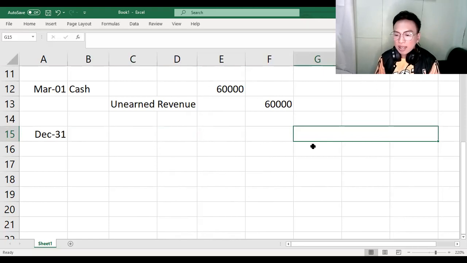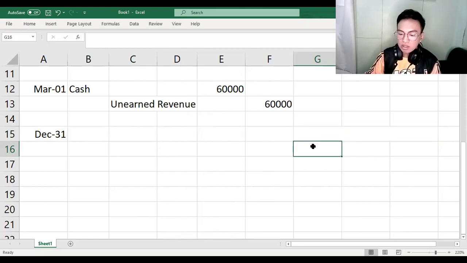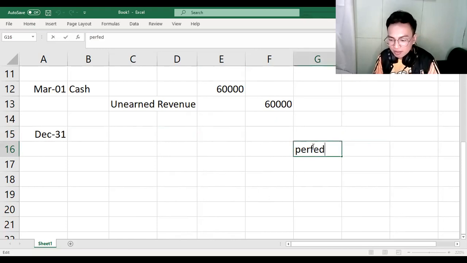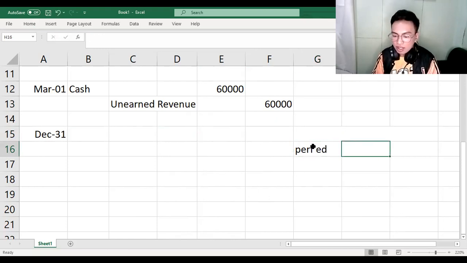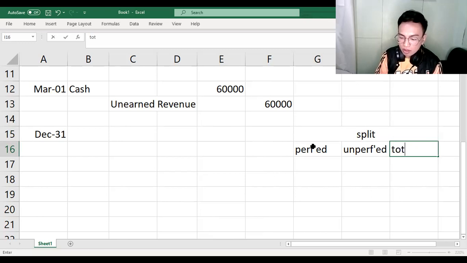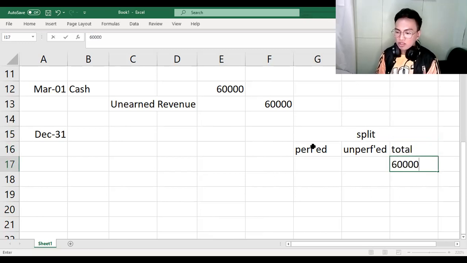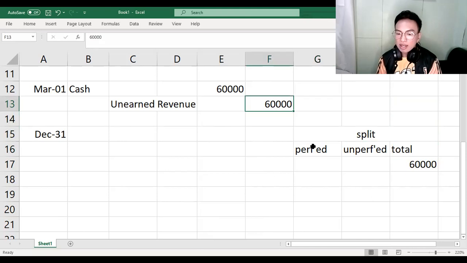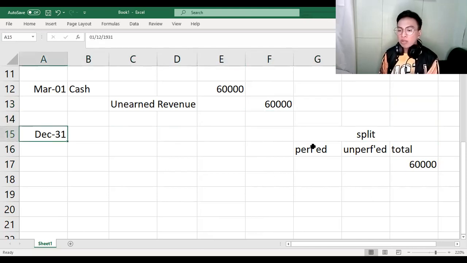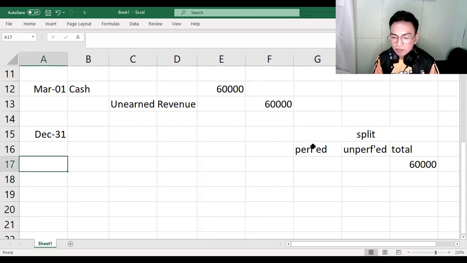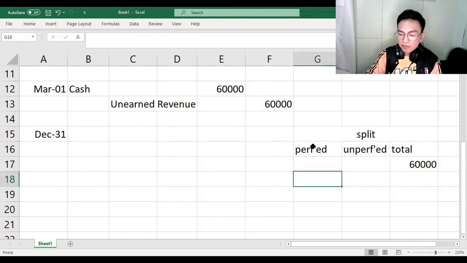Yeah. This time, we won't call it used and unused. We are going to use the term performed and the unperformed. The total will be 60,000 pesos. Ito yan, sila on December 31 daw, ang sabi of them, the service is rendered at 70%.